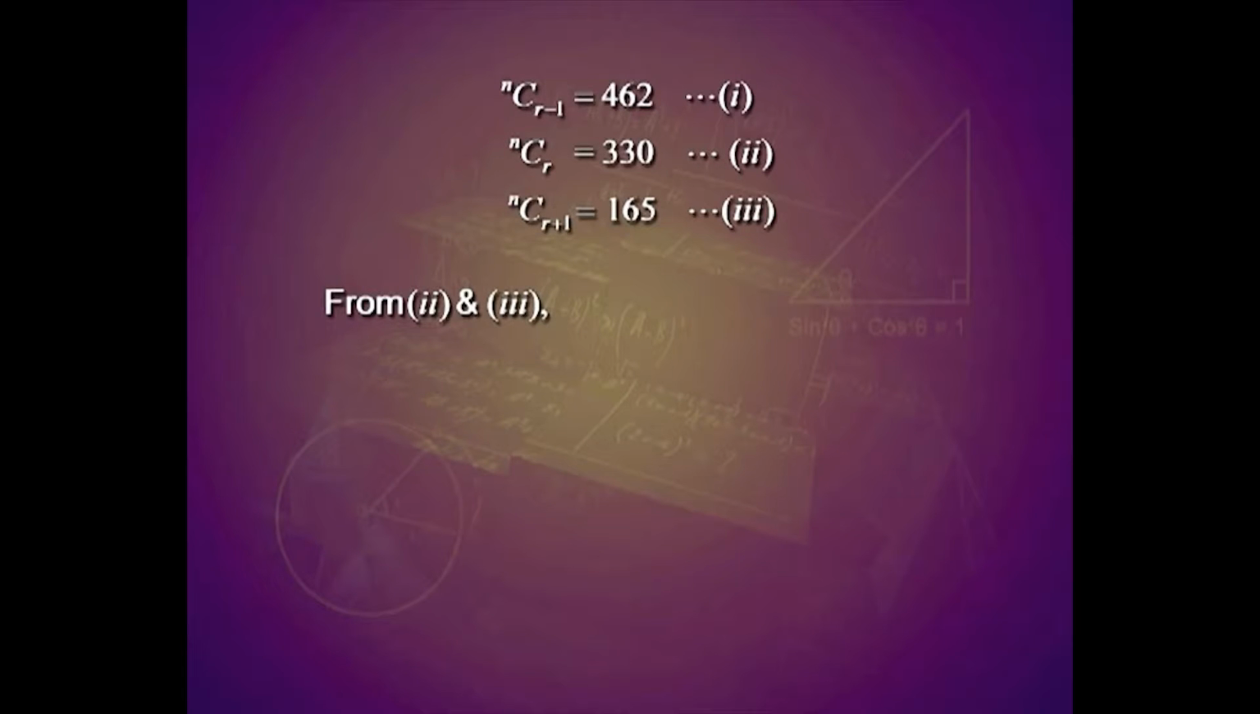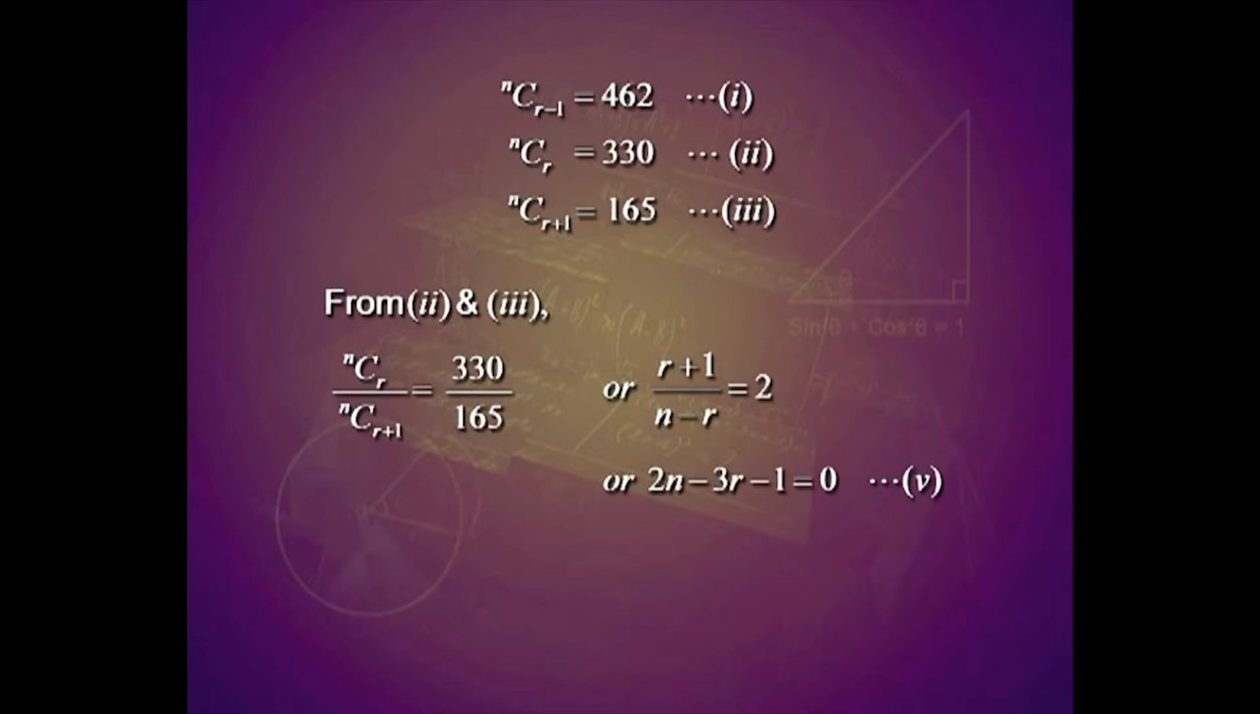Can I find another one? Surely, I can always go back to the given conditions and divide the second equation by the third. When I divide the second equation by the third, I again get nCr by nCr plus 1 is equal to 330 by 165. If I replace each of these in terms of factorials as in the previous case, you end up with another linear equation, which is 2n minus 3r minus 1 equal to 0. Now, solve the fourth and the fifth equation for n and r. You get, on solving, n as 11.